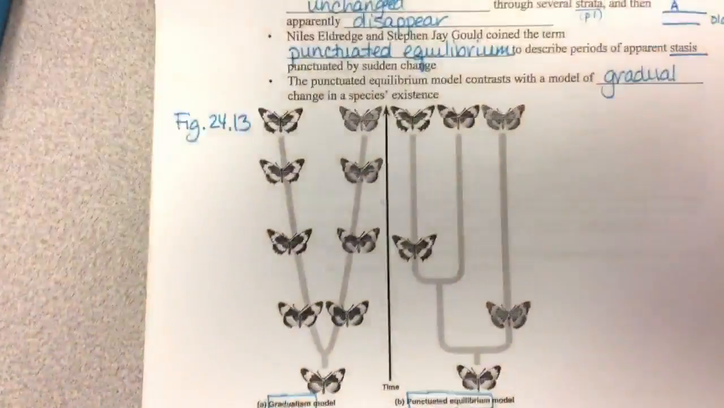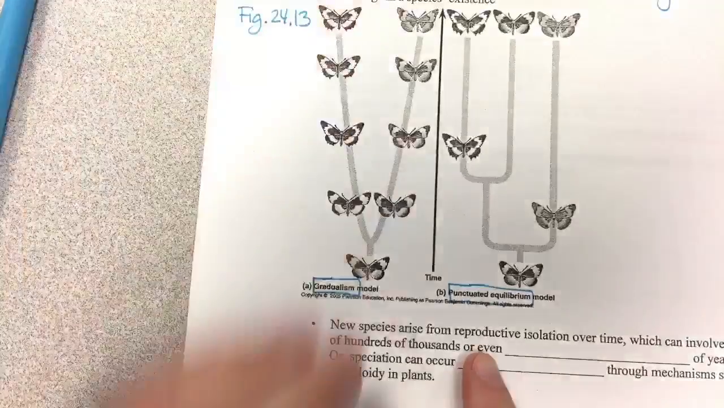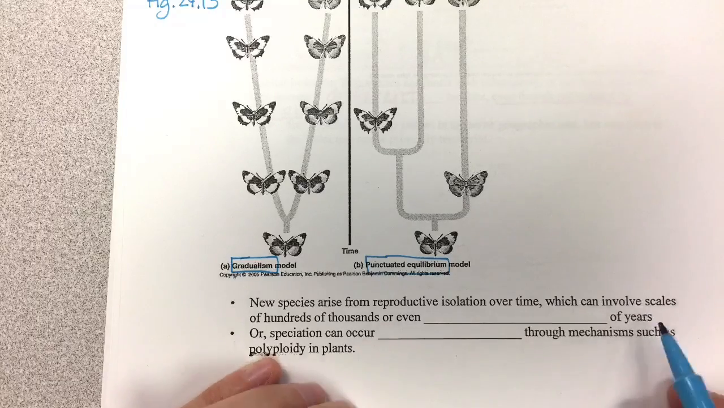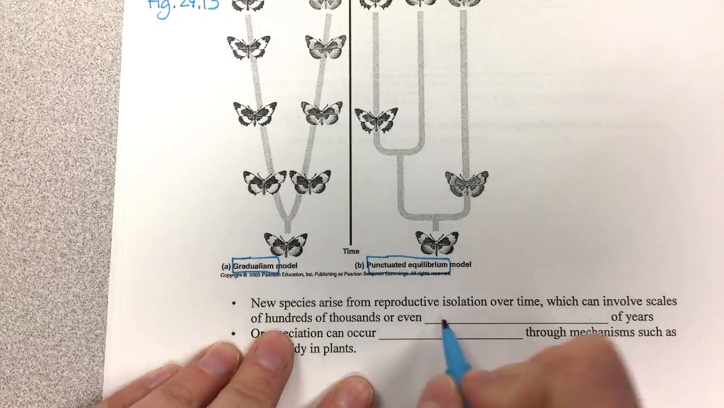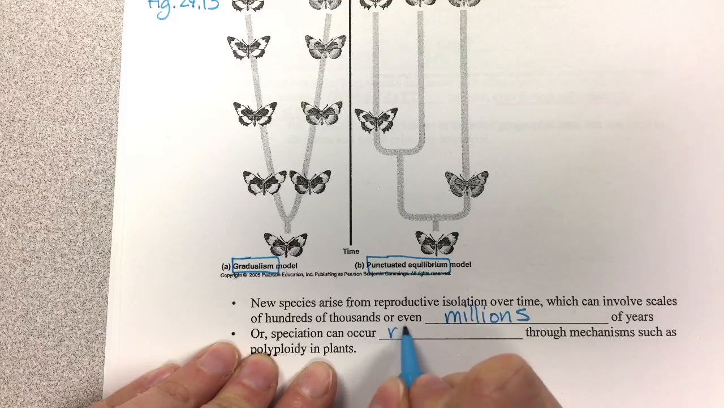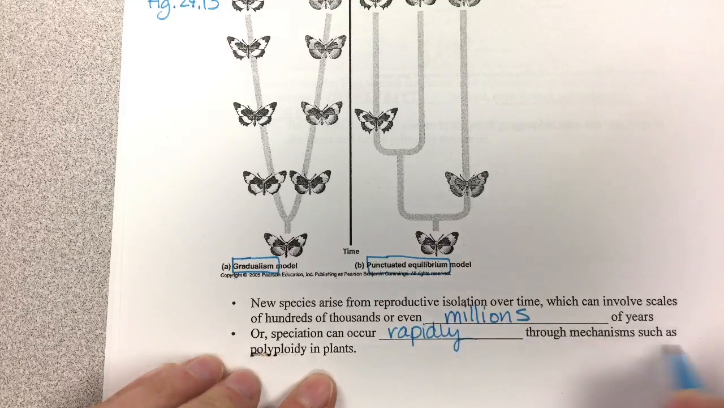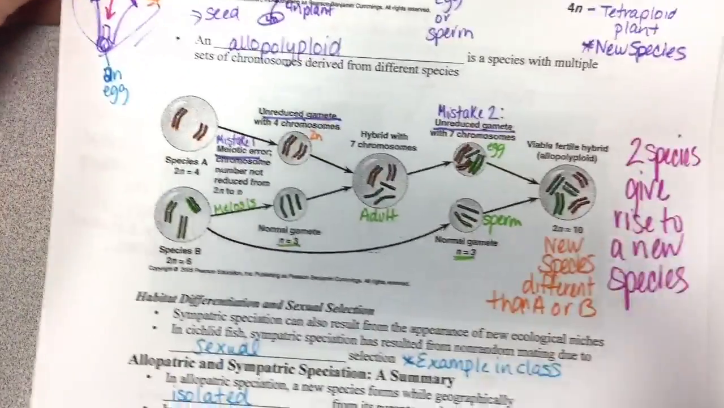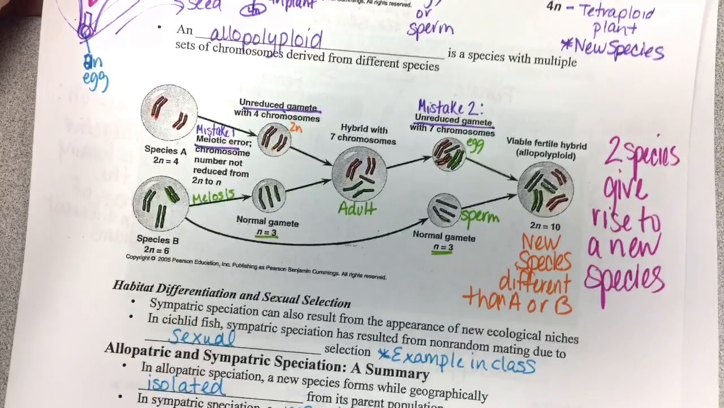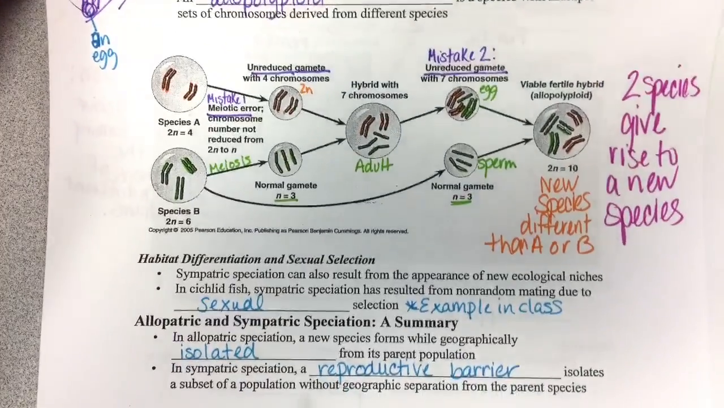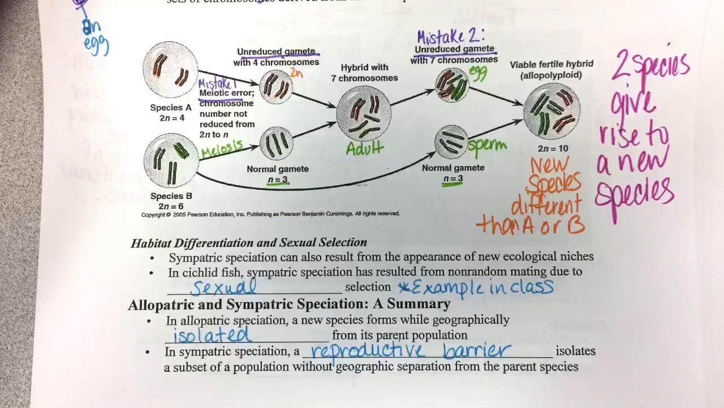Okay, so let's go back down here. New species arise from reproductive isolation over time. We just talked about that, which can involve scales of hundreds of thousands or even millions of years. Or speciation can occur rapidly through mechanisms such as polyploidy in plants. Polyploidy in plants can happen very rapidly. A mistake in meiosis, and boom, you can get a new species just like that. And plants can reproduce themselves, and so one mistake in cell division can create a new species.